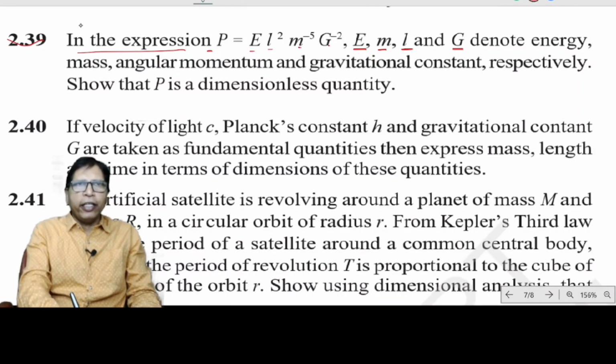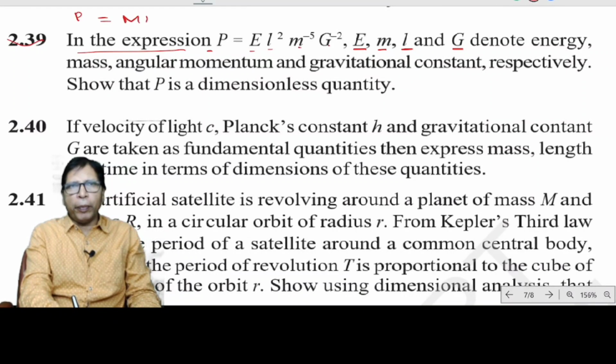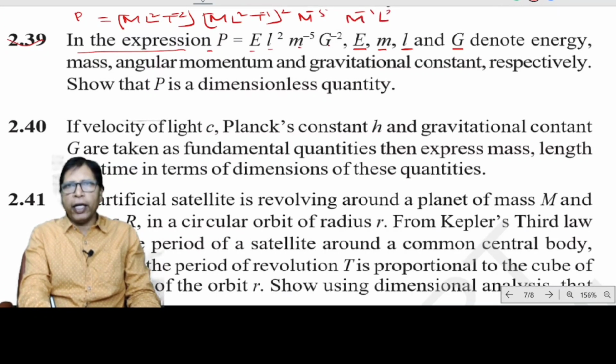Now P is equal to the energy, the dimension of energy M L square T minus 2. The dimension of angular momentum M L square T minus 1, to the power 2. Mass to the power minus 5. And G, this is M minus 1 L cube T minus 2 whole to the power minus 2. Now look at the power of M.